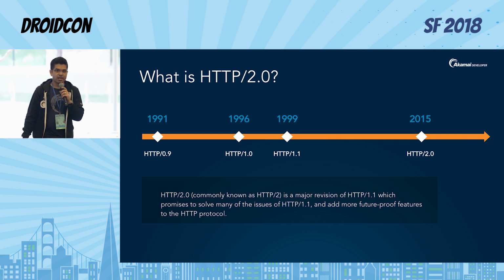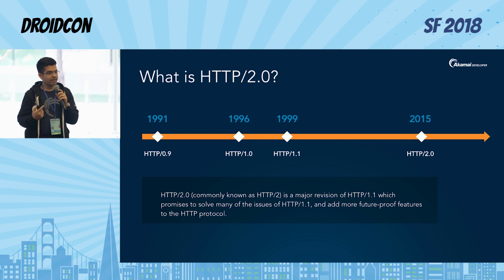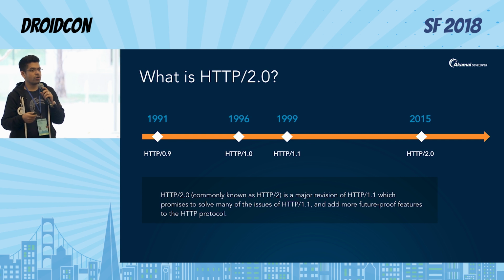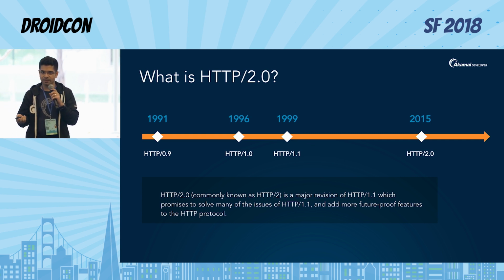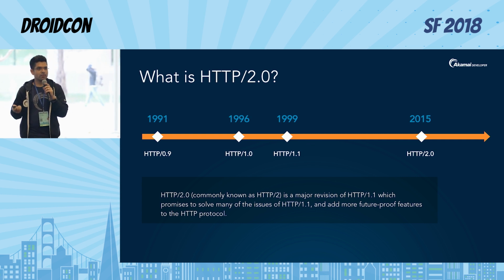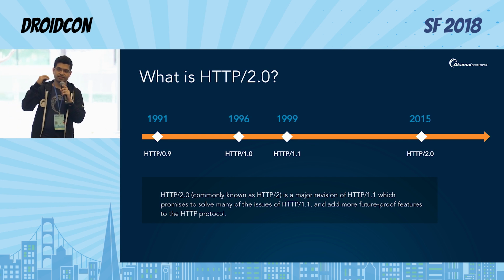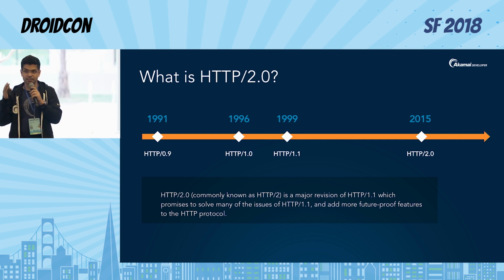So HTTP 2 was finalized in 2015 as a successor to the protocol called SPDY. I guess quite a few would have heard about it. It was an effort from Google as well. So HTTP 2 is the successor of SPDY, and it was released in 2015.